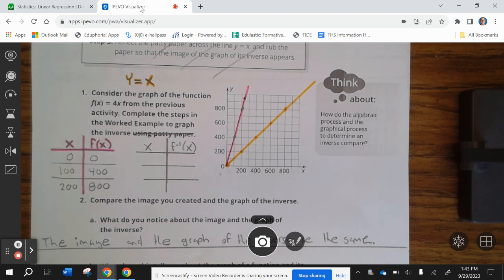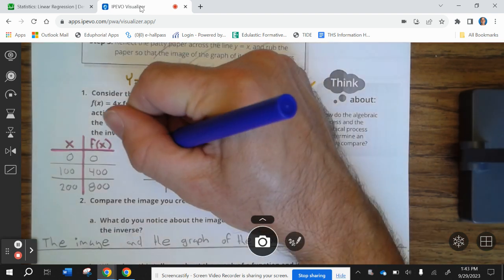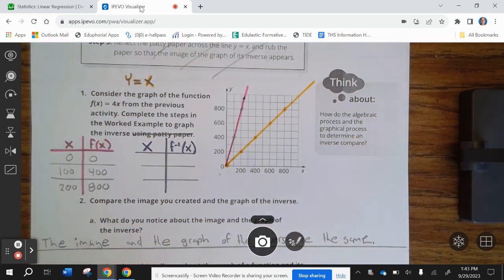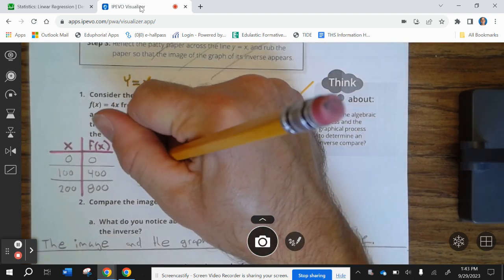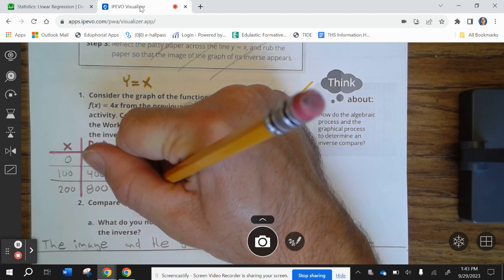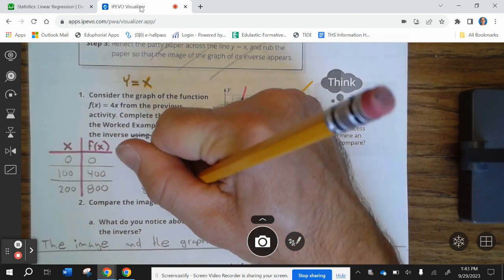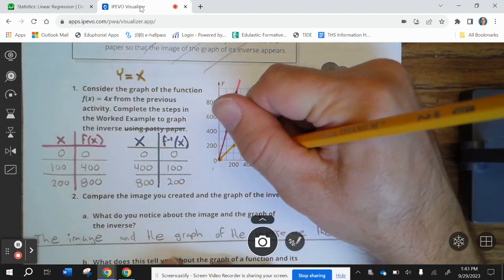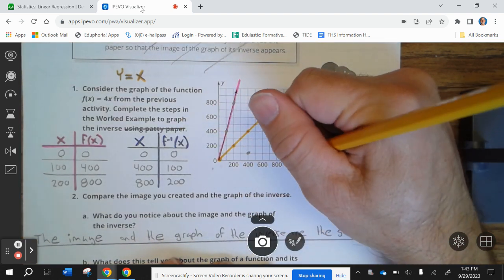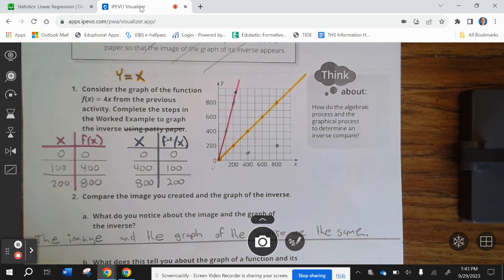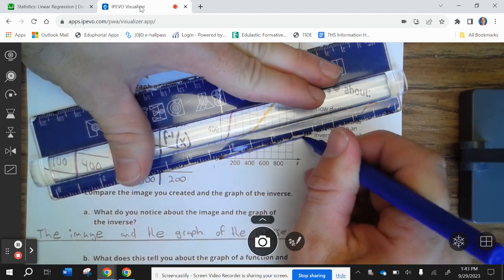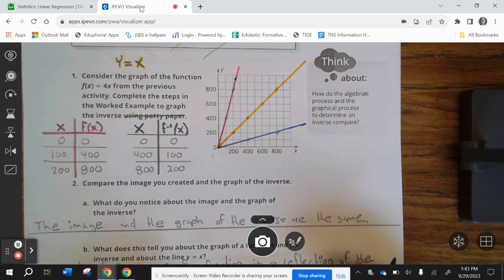Okay. Now for the inverse, let's do that in blue. All we have to do is switch the x and y values. So this becomes 0, 400, 800, and this becomes 0, 100, 200. All right, so let's graph those points. So 0, 0, 400, 100, 800, 200. Okay, go ahead and finish that up.